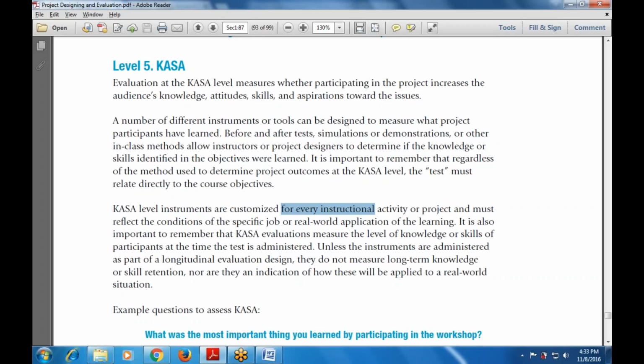Unless the methods are designed with longitudinal evaluation designs, they do not measure long-term knowledge or skill retention. Long-term knowledge and skill retention are not gathered with these evaluation techniques, and they are not an indication of how these will be applied to a real world scenario.